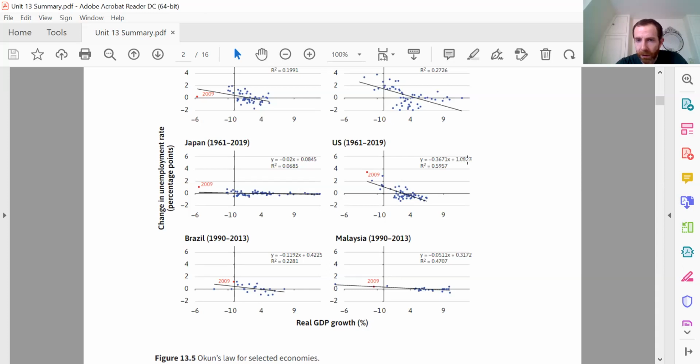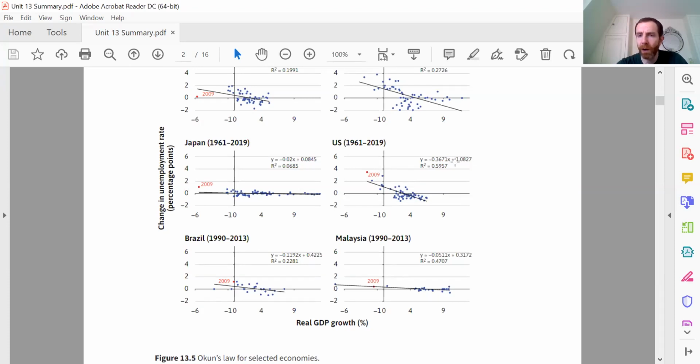And that's what this is here. Now, this R squared thing I'll talk about in a second, but this equation right here: Y is our Y axis value, which is the change in the unemployment rate. And then the X here represents our value of real GDP growth. And then we've got two numbers. The one in front of our X coordinate represents the slope of this line, and then this represents the Y intercept.